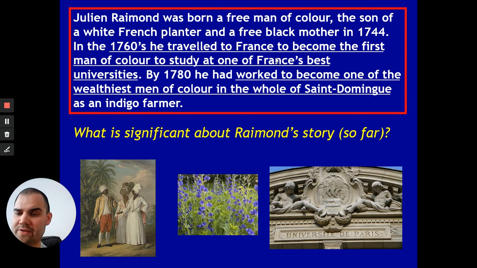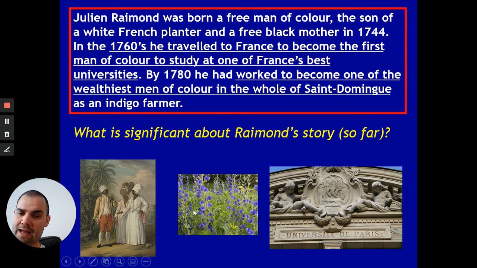Now, if we think about what's significant about his story so far, what's important about it? He's a free colored man. He's one of the first people to go to the École Normale Supérieure, which is like the equivalent of Cambridge or Oxford in France. So again, he's one of the first non-white people to go there. That's clearly a really important, big achievement, that he's one of the first men of color to be able to do that. And he also becomes one of the wealthiest men of color in the whole of Saint-Domingue, and he does that by being an indigo farmer.